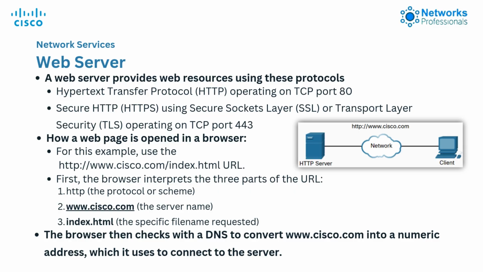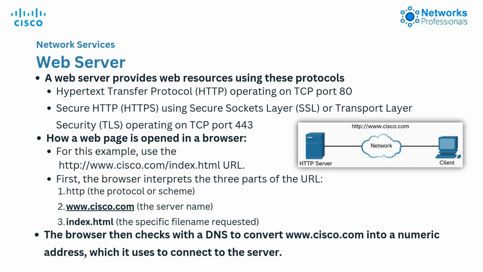How a web page is opened in a browser. Example URL: http://www.cisco.com/index.html. Firstly, the browser interprets the URL into three parts. HTTP, the protocol or scheme used to access the resource. www.cisco.com, the server name or domain name. index.html, the specific file or web page being requested.